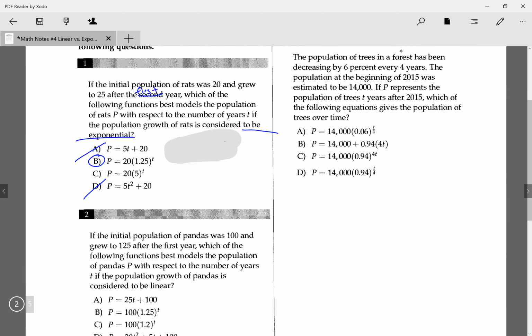But just to make sure, we try C. P is equal to 20 times 5 to the 1 power. That's 20 times 5, which is 100, and that's not equal to 25. That's why C is not the right answer.